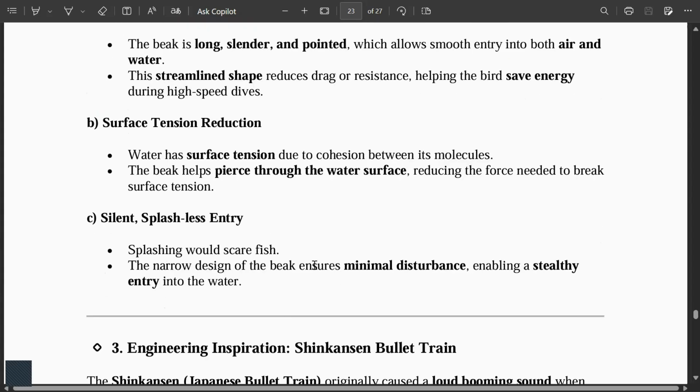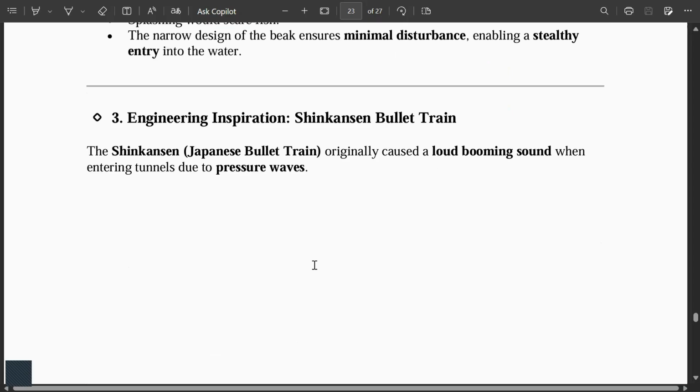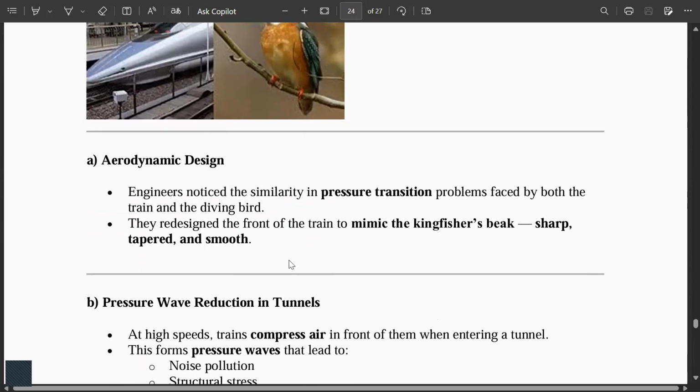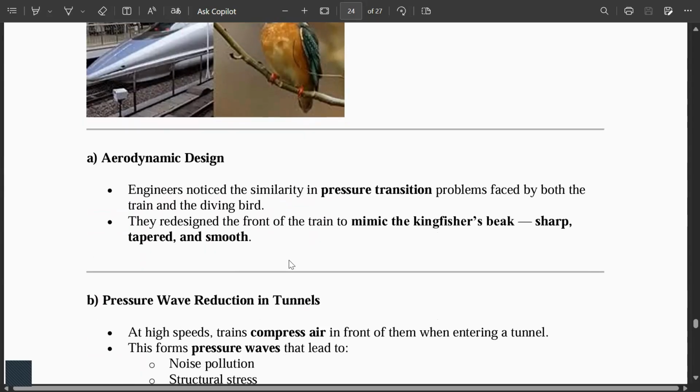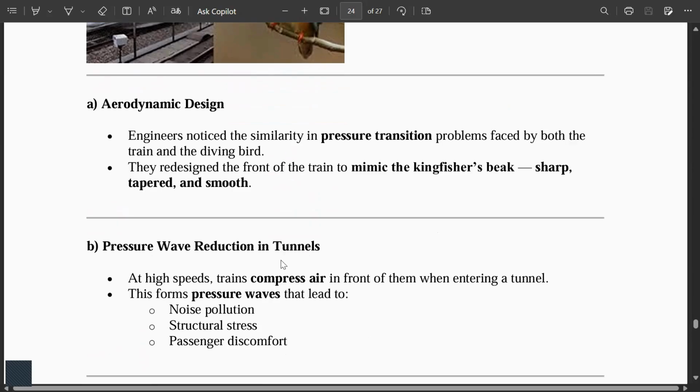Then comes how we have used it in the bullet trains. Actually, Japan's bullet train originally caused a loud booming sound when entering a tunnel due to the pressure waves. So we as engineers noticed the similarity in the pressure transition problems faced by both the train and the diving bird. So we mimicked the kingfisher beak as sharp, tapered, and smooth.